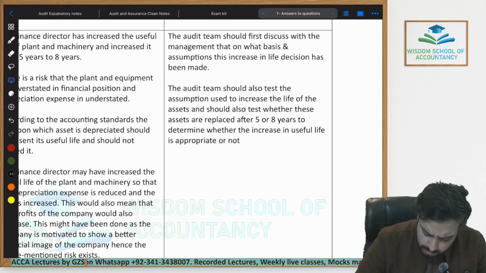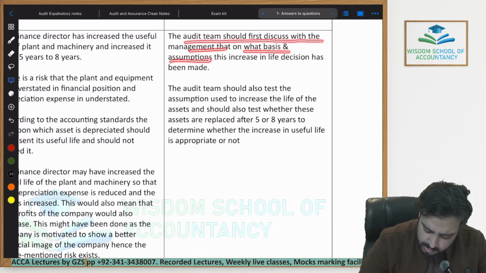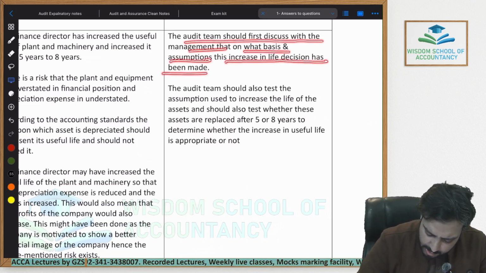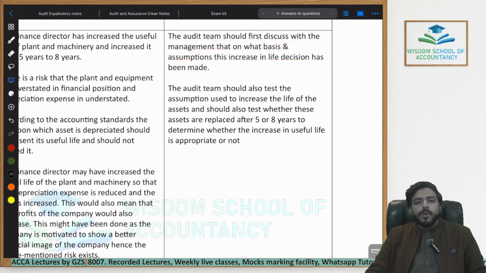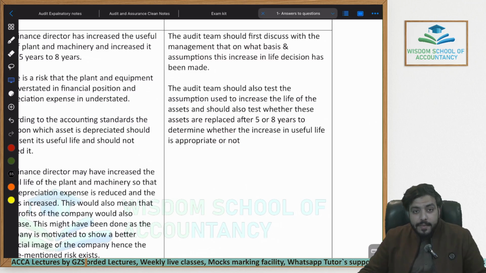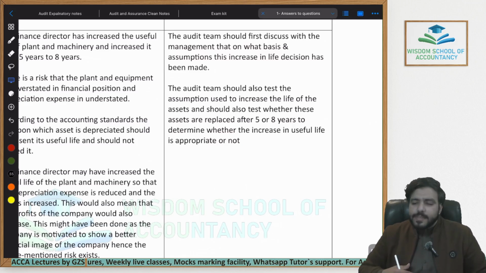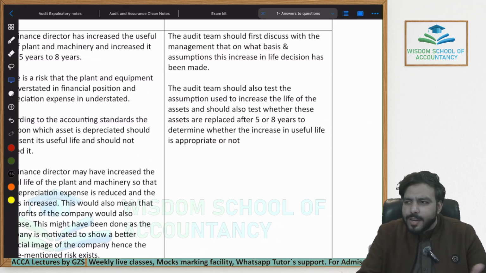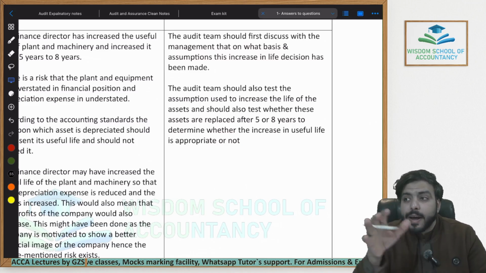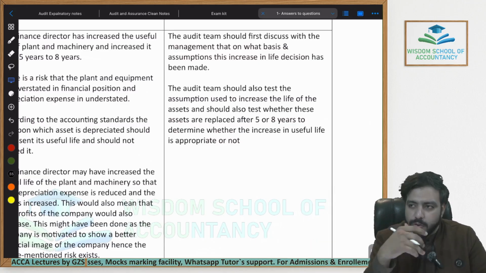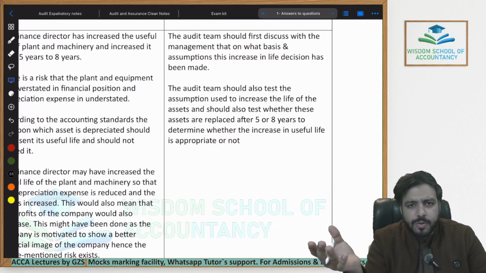Let's write it down. The audit team should first discuss with the management on what basis and assumptions this increase in life decision has been made. This is the first thing. But obviously the management, if you go ask a thief whether they stole something, would they agree with you? Obviously no. They would say, no, I did not steal it. But still, as a courtesy, you have to go and ask the thief, did you steal this? They would obviously say no. But what other things can you do to identify whether they stole it or not? Would you rely upon that thief? Obviously no, you wouldn't do that.